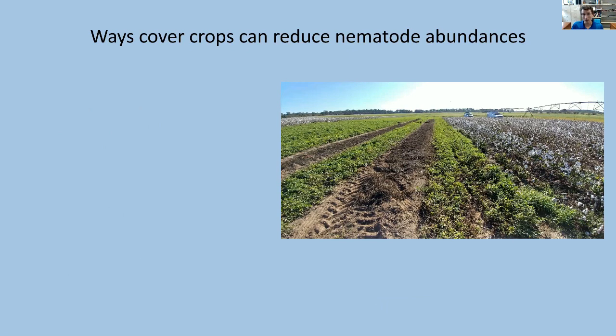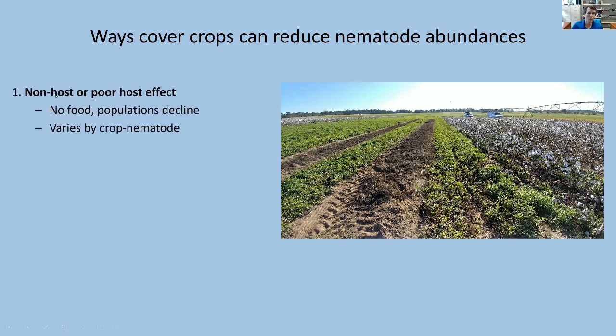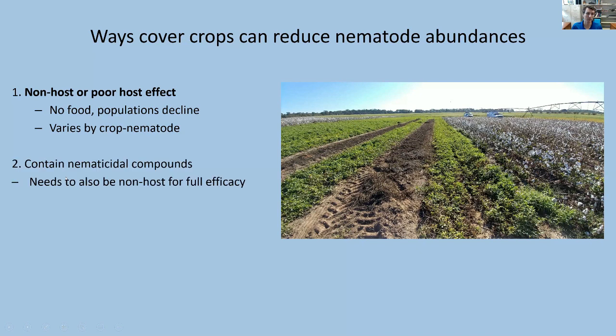So, ways that cover crops can reduce nematode abundances. First of all, and the main way that cover crops are going to work, is through a non-host or poor host effect. Basically, whatever nematode you have in the field doesn't feed on your cover crop. The nematode has no food, so the populations are going to decline. And again, as I said before, this is going to vary based on what nematode you have in the field and what crop you're looking to grow. Not every crop is a non-host for every nematode.